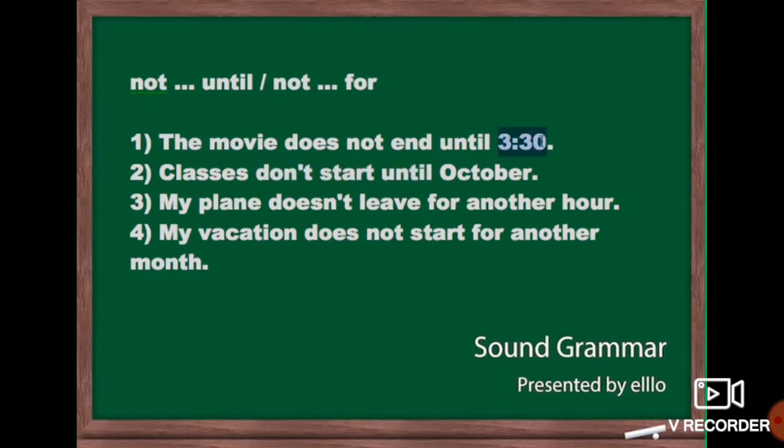So if it's a date or a time, we use until. We use for if it's a duration of time, a length of time. So an hour, a month. So for example, number 3, my plane doesn't leave for another hour. We use the simple present to talk about a future event.